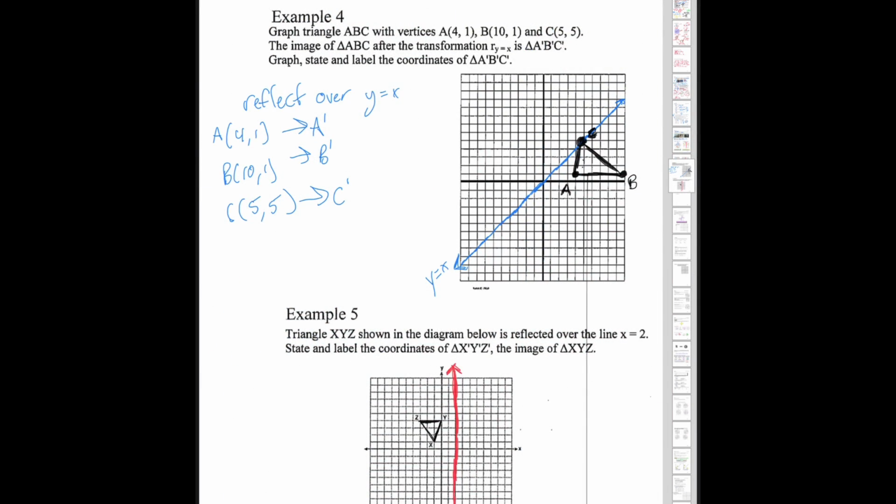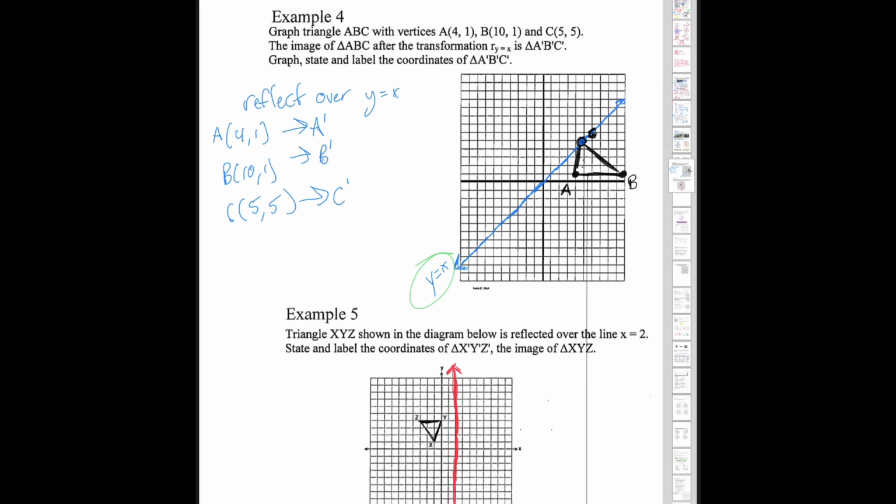So for example 4, we're reflecting the triangle ABC across the line y equals x. So it's key here that you know what the line y equals x is. That's one of the common lines of reflection. So it's usually the x-axis, the y-axis, the y equals x line, or the one that goes across here, the y equals negative x line. But that doesn't necessarily matter at the moment. We're only working with the y equals x line.